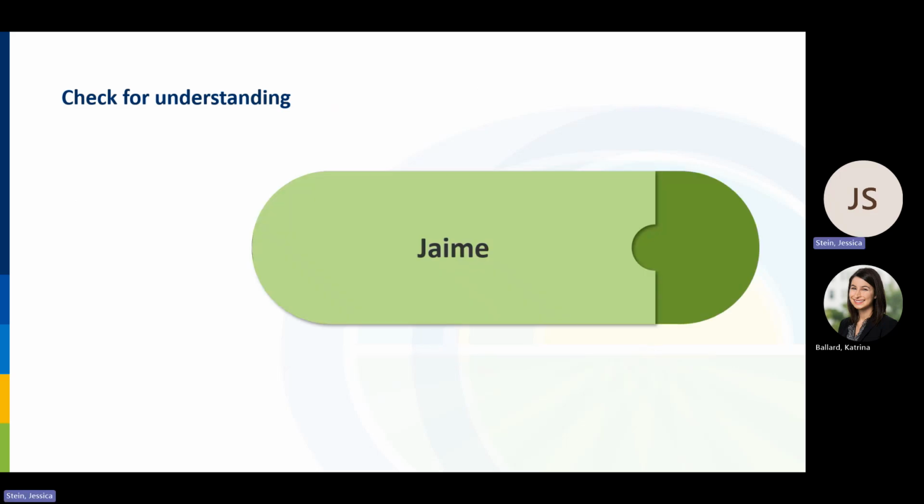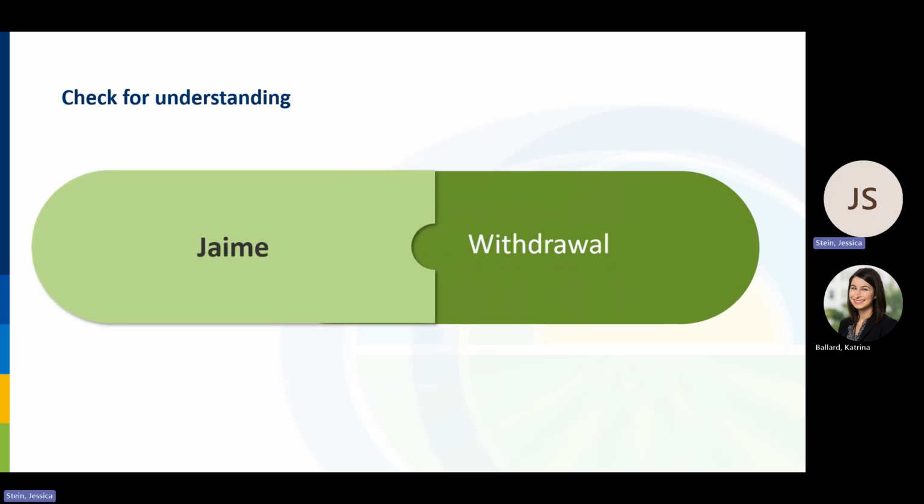So now we'll reveal the answer. Jaime is not counted as a persister because he didn't re-enroll for camp. For this reason, he is reported as a withdrawal. For more resources on the difference between persisters and returning participants, please visit the OME's website.